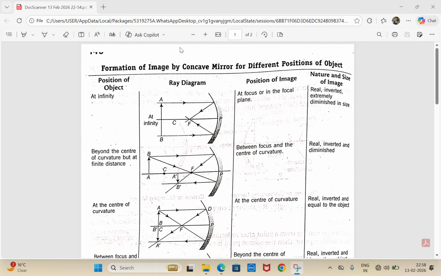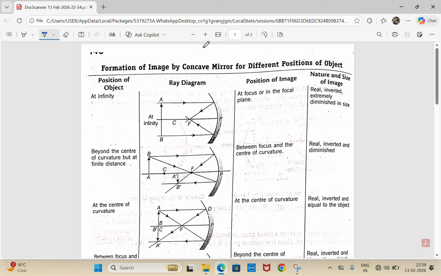Guys, welcome to my channel, and here we are to discuss some insights of optics for ICSE class 8. Here we are basically discussing the ray diagrams of concave and convex, two kinds of lens.